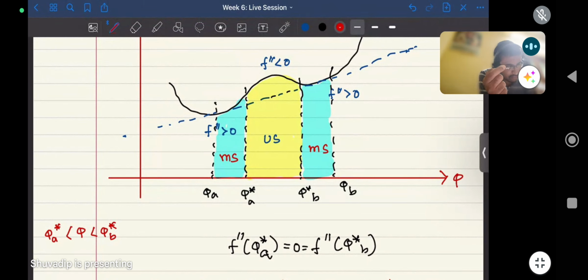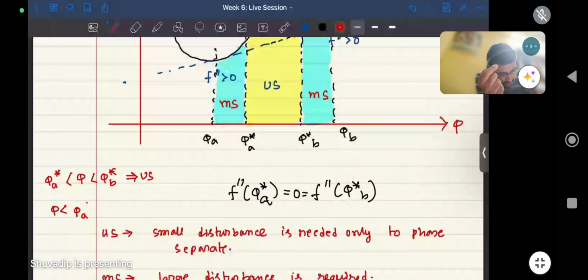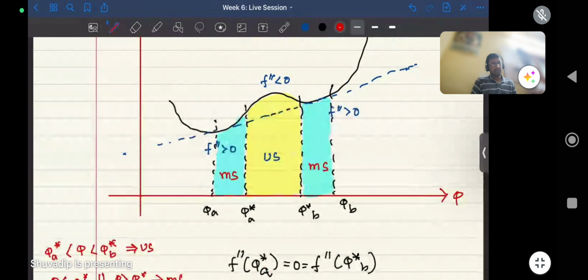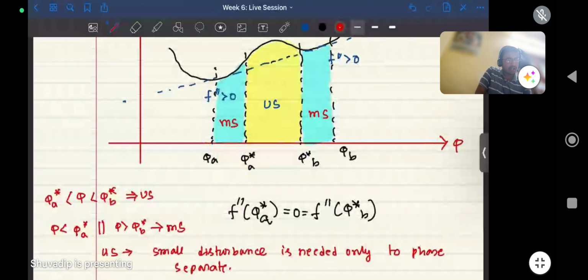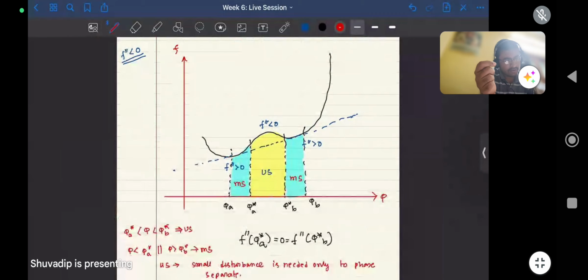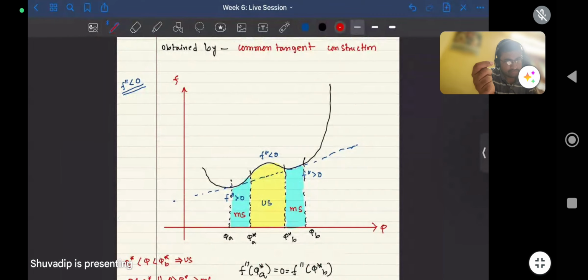But if you are in between, this is the unstable region. But if you are in the region where phi is less than phi a star or phi is greater than phi b star, then you are in the metastable region. So depending on that, you can calculate whether it will phase separate or not. Okay, any doubt?